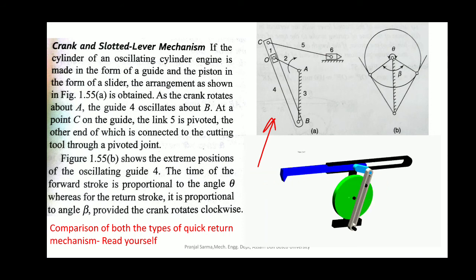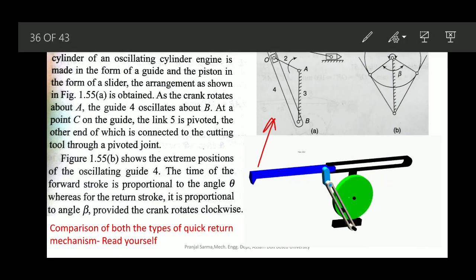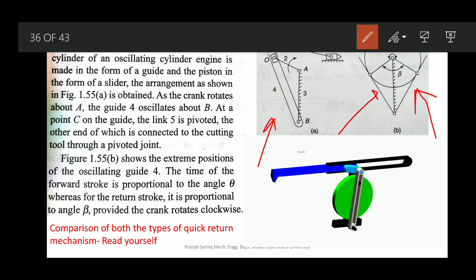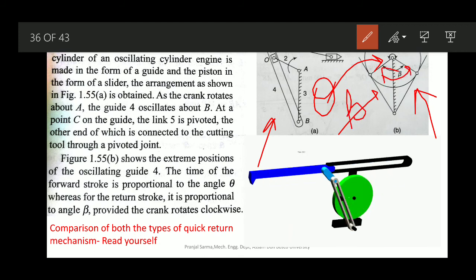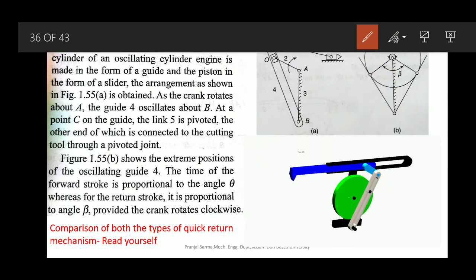In the second figure, we have shown the cutting stroke angle and the two extreme positions of the oscillating guide 4. The time of the forward stroke is proportional to the angle we have denoted with theta, whereas the return stroke happens during the angle beta. Right now we have considered the crank rotating clockwise, and during that time you can very easily see this from the figure.